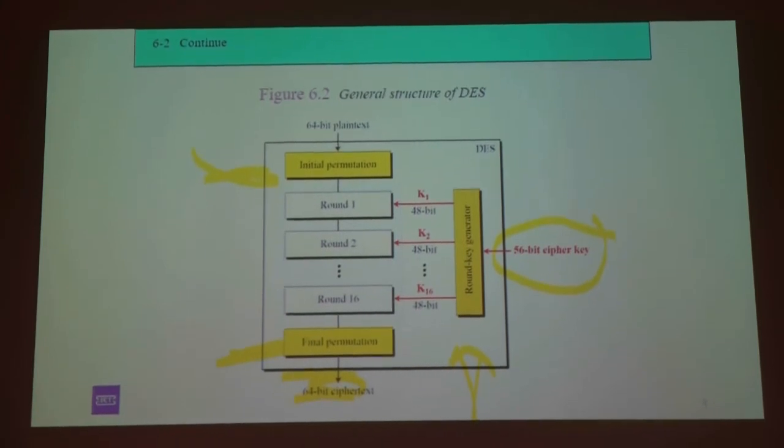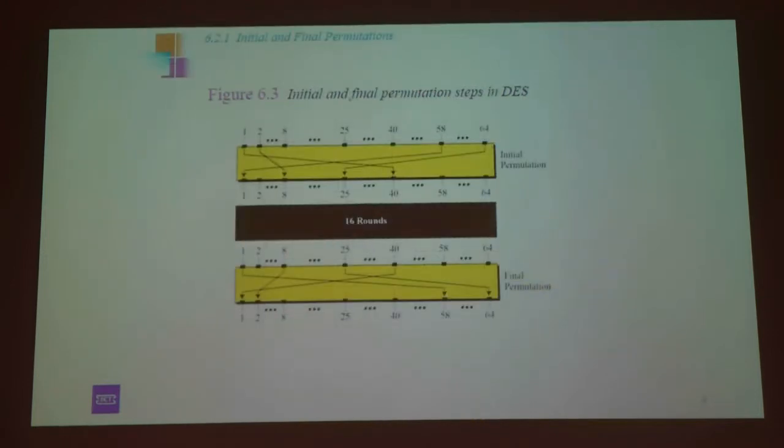One goes to one, two, two, okay? If you combine the two boxes, they invert each other. Fair so far? All right, and then in between, we have how many rounds? 16 rounds. All right, so let's take a look at the initial and the last.